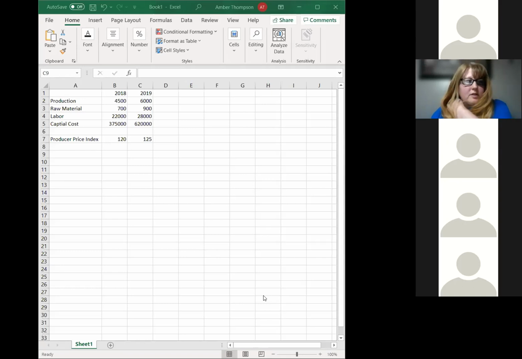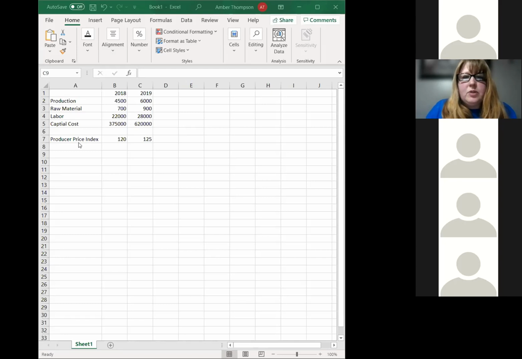Okay, so I'm going to share my Excel sheet. Hopefully you guys can see it. I thought I was sharing the other. So basically, I just took from the case study and made a little sheet here.